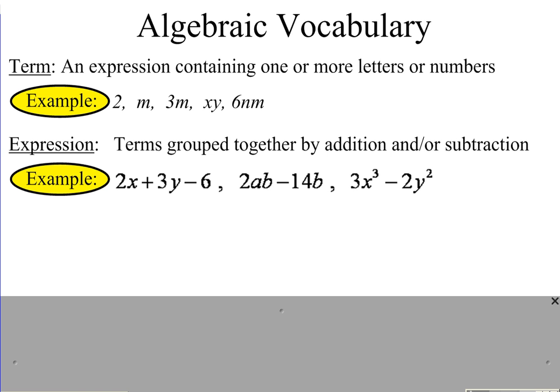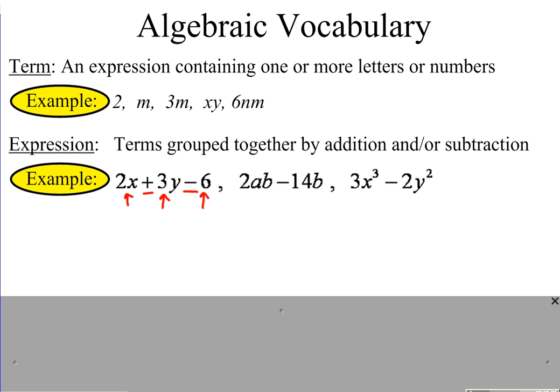Here are 3 examples of expressions. 2x plus 3y minus 6 is an expression. It's an expression with 3 terms. The reason that we know that it has 3 terms is that they're grouped by addition and subtraction. So there's a term, and there's a term. Terms are always separated by an addition or a subtraction sign.